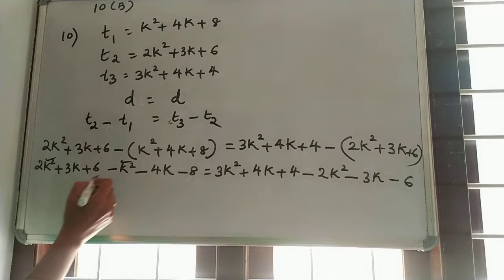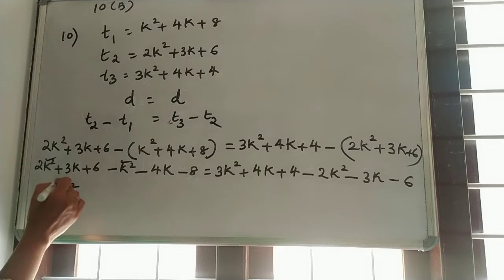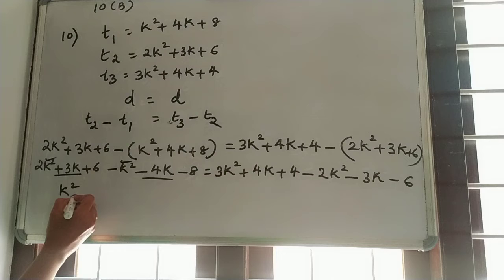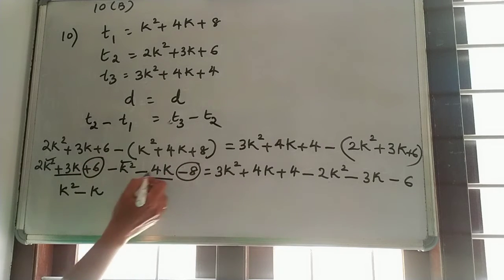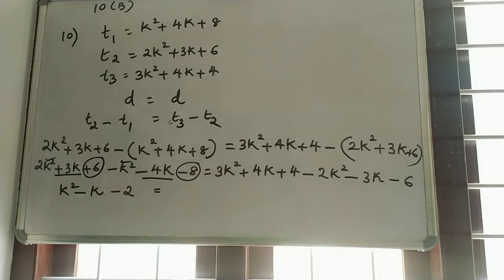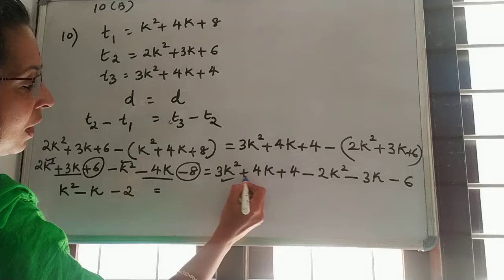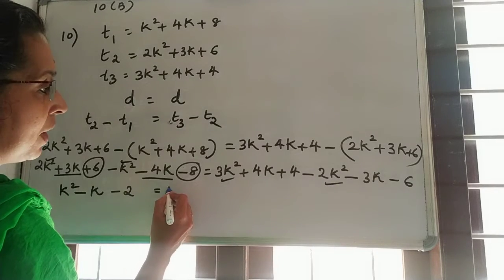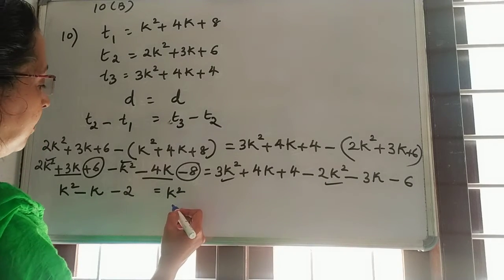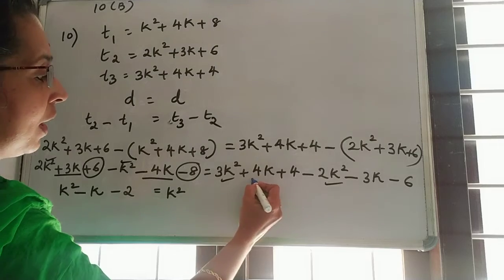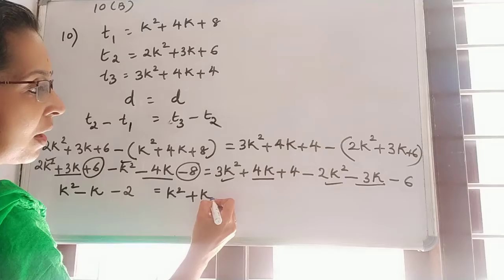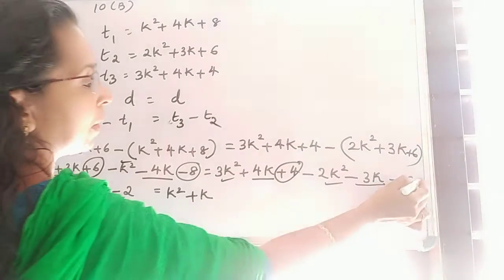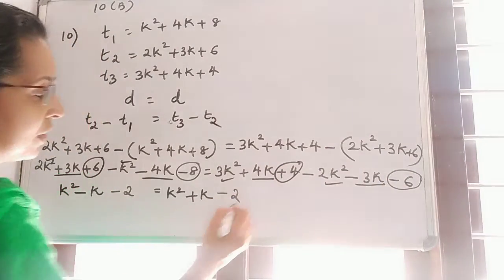Here 2k square minus k square will be k square, then plus 3k and minus 4k will be minus k, then plus 6 and minus 8 will be minus 2. So that is the left side. Then what about the right side? Right side, 3k square minus 2k square will be k square. Then 4k here minus 3k, so it will be plus k. Then here plus 4 and minus 6, so it will be minus 2.